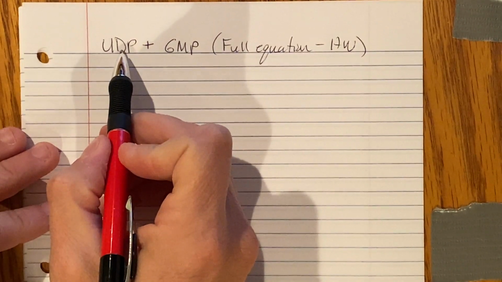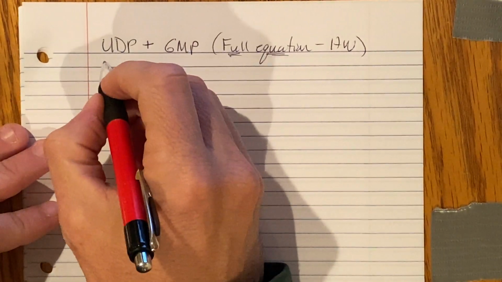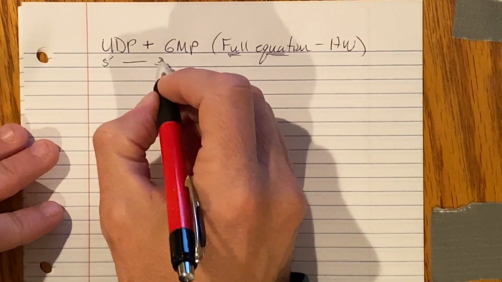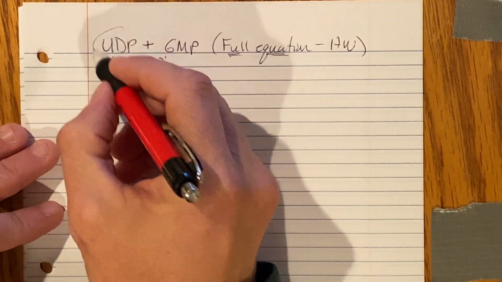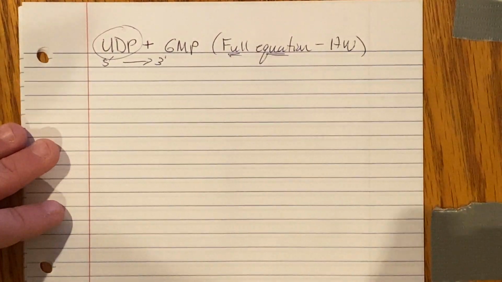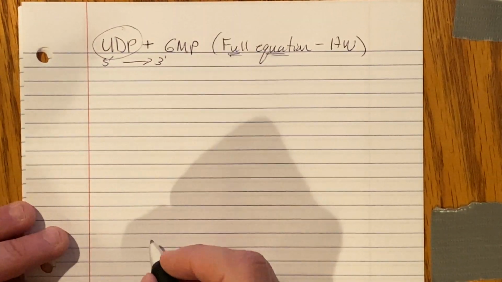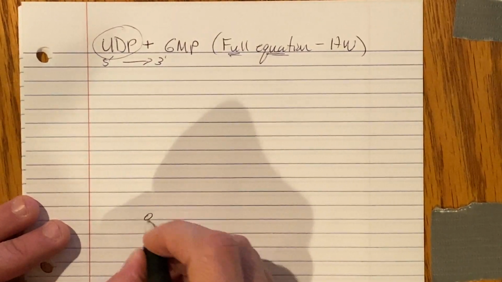We had to do UDP plus GMP, and I wanted the full equation. And don't forget, I always give them to you 5' to 3'. So that means the first one goes where? On the bottom. So I'm going to come down here, and I have this whole section right here. So remember, we're going to do UDP, so I want to get the sugar correct.